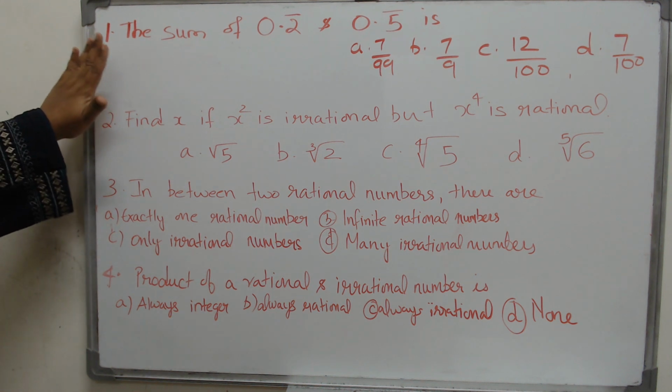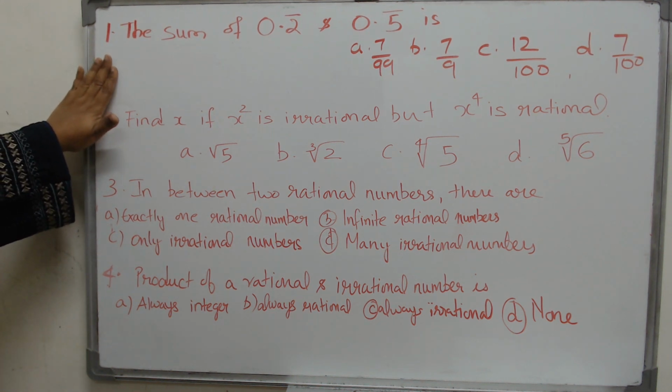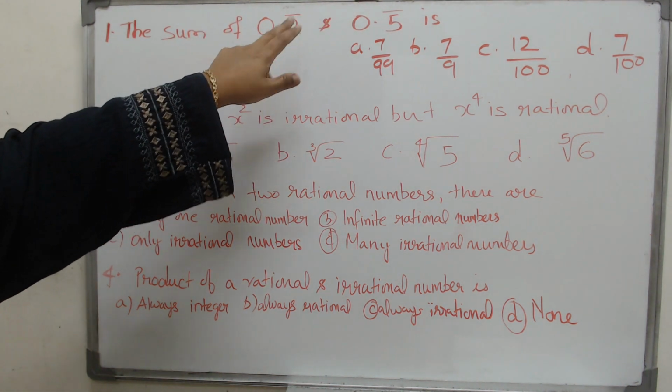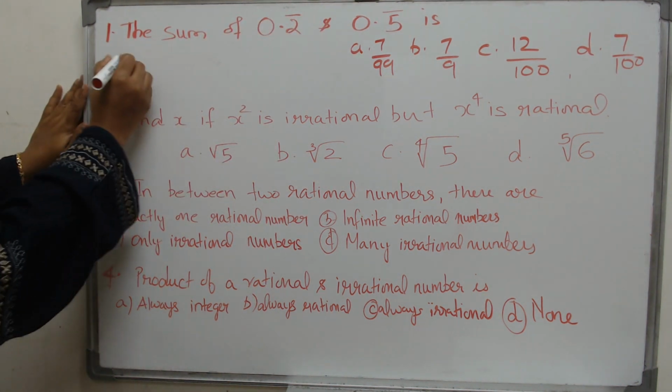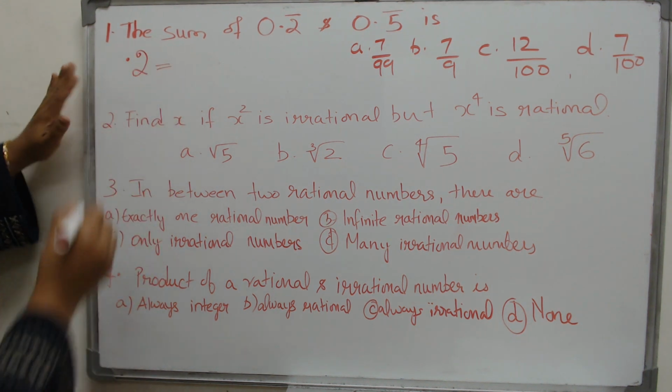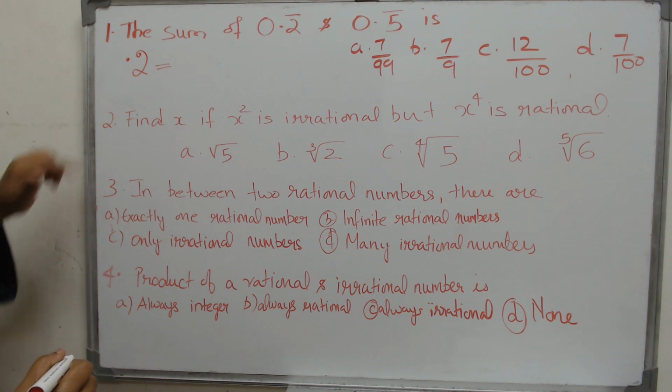Now let us see some questions related to the number system. The first question, you have to find the sum of these two decimals. Now what if your decimal looks like this? Then it is very easy. How do you express it as a rational number?